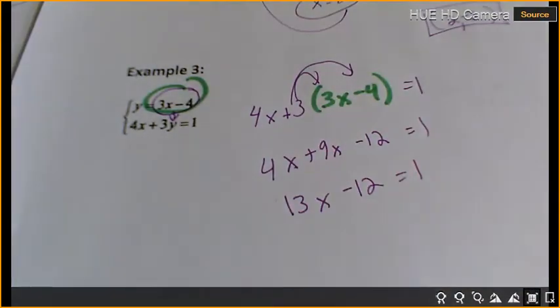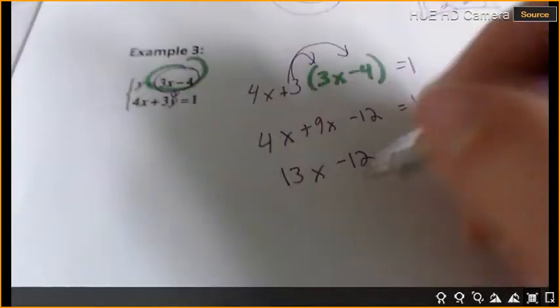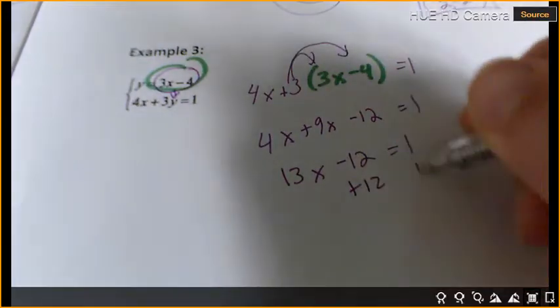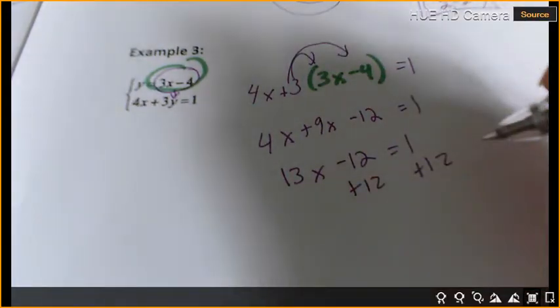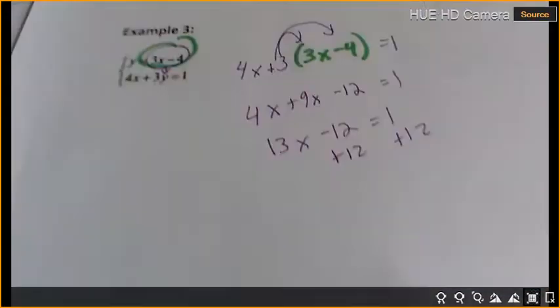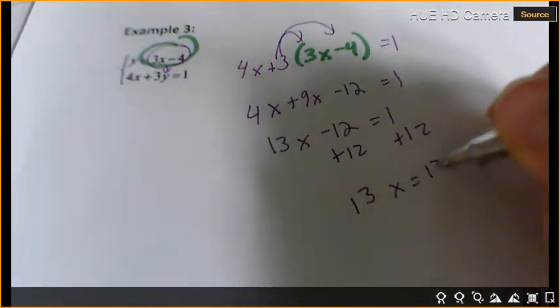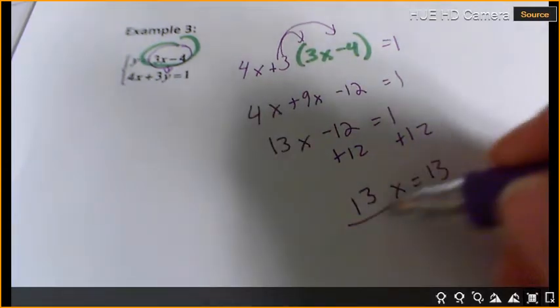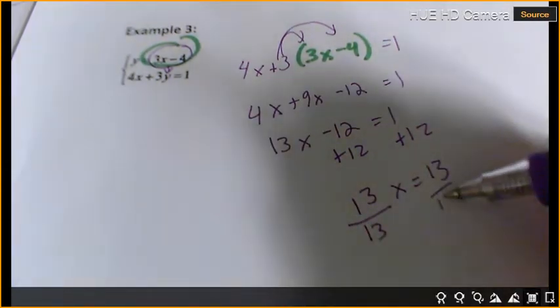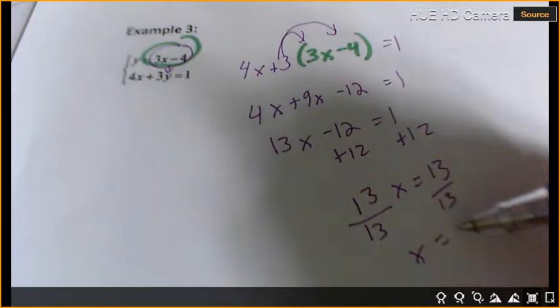What do I do next? Add 12. Good. So, yes, it is a 9. So I get 13x equals 13. Divide both sides by 13. And what do I get x equal? 1.